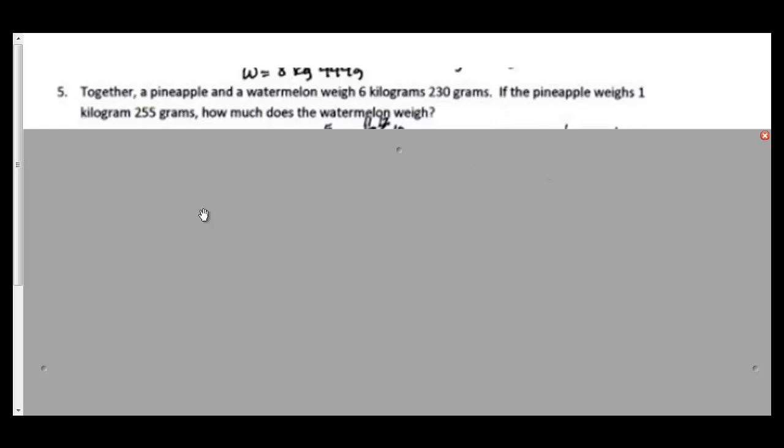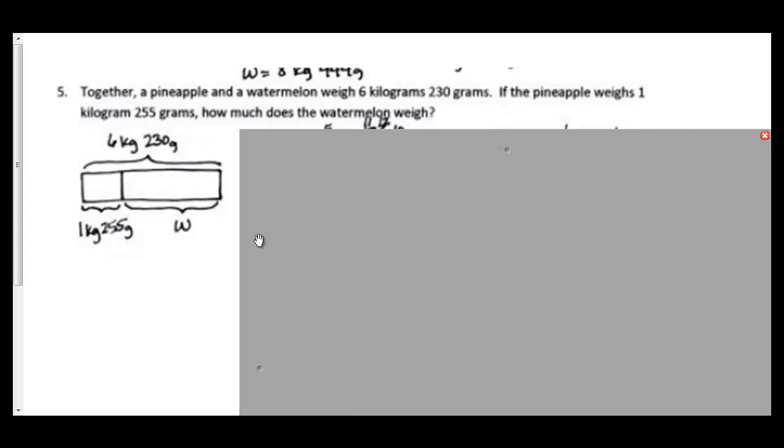So again, think about what your tape diagram would look like. This is going to give you an idea of are you going to add or are you going to subtract. So I know that the total was 6 kilograms and 230 grams from the problem. And I know that the pineapple weighs 1 kilogram, 255 grams, and I'm trying to figure out the weight of the watermelon. So since I have the whole and I have one part, to find the other part, I'm going to have to use subtraction.